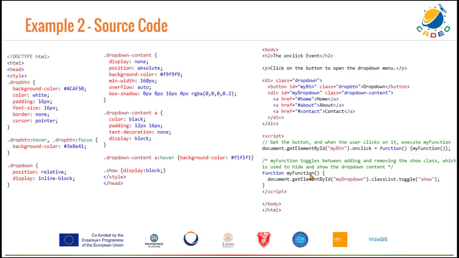This is the implementation code of example 2. This statement gets the button, and when the user clicks on it, executes myFunction. myFunction toggles between adding and removing the show class, which is used to hide and show dropdown contents.